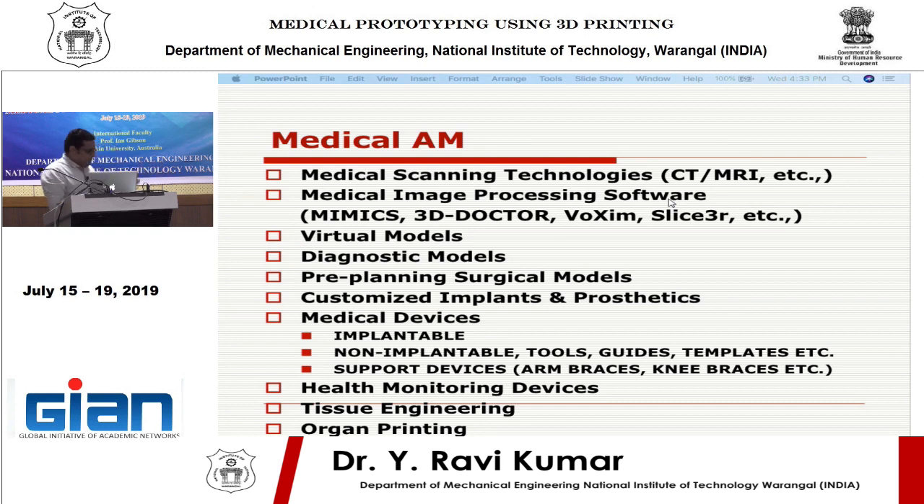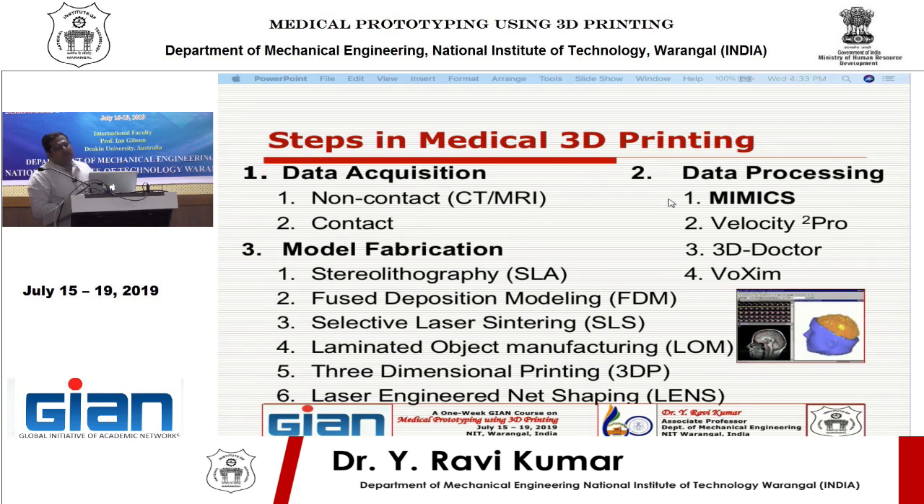So this is a brief about medical AM: what the spectrum is, in how many ways you are going to use it once you 3D print, and where to start and where to stop. Then we'll come to the first step. For any medical 3D printing application, you have to start with data, acquiring the data either in terms of CT or MRI or contact type, anything. And then, as we discussed, we need to process the data.